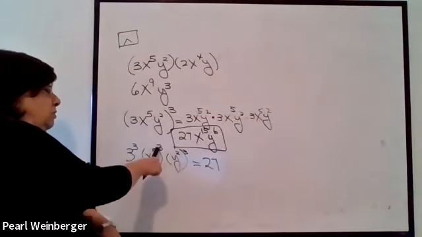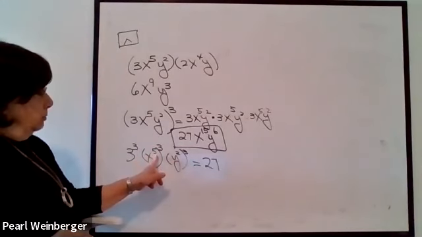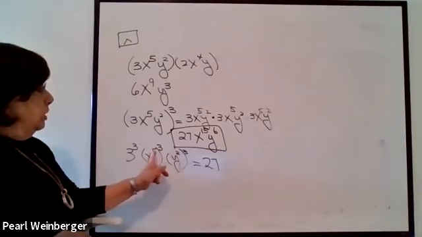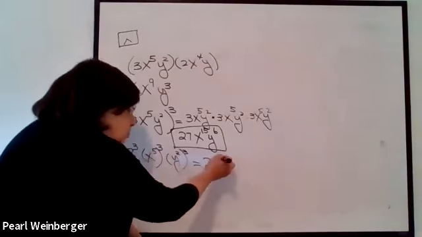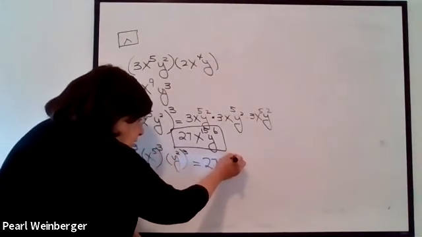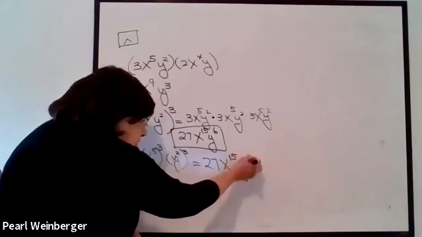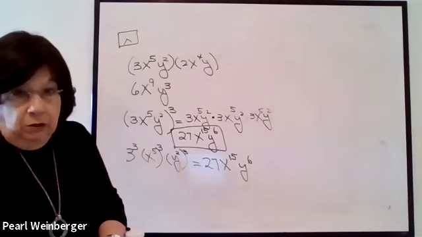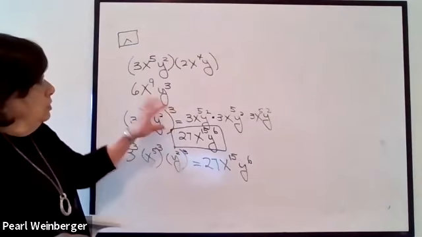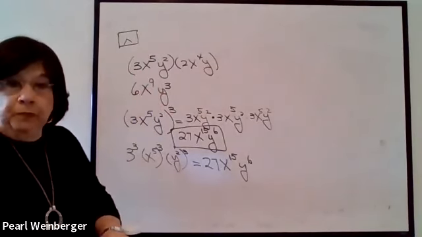When it comes to the variables, when you have a number with an exponent raised to a second exponent, what you do to those 2 exponents is you multiply. So 5 times 3 is 15. So this becomes x to the 15. And 2 times 3 is 6. So this becomes y to the 6. And notice we got the exact same answer, but it's much quicker. So this is what's called distributing an exponent on a monomial.